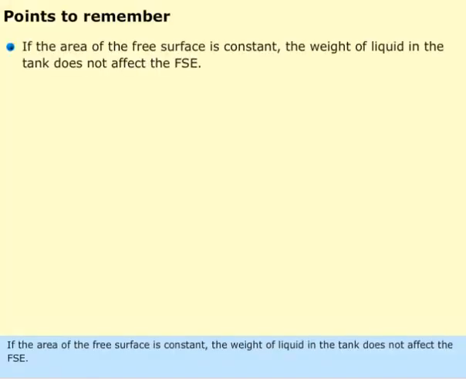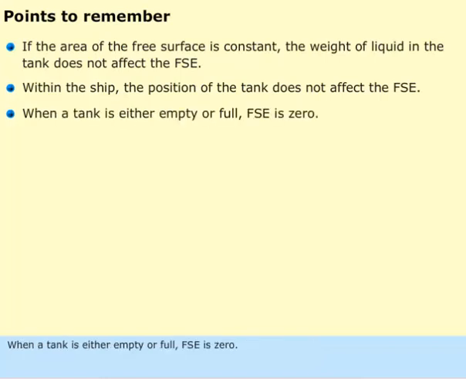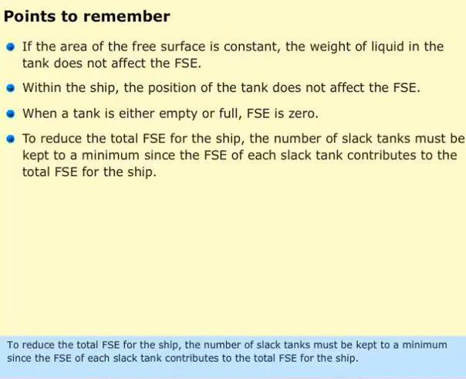If the area of free surface is constant, the weight of liquid in the tank does not affect the FSE. Within the ship, the position of the tank does not affect the FSE. When a tank is either empty or full, FSE is 0. To reduce the total FSE for the ship, the number of slack tanks must be kept to a minimum, since the FSE of each slack tank contributes to the total FSE for the ship.